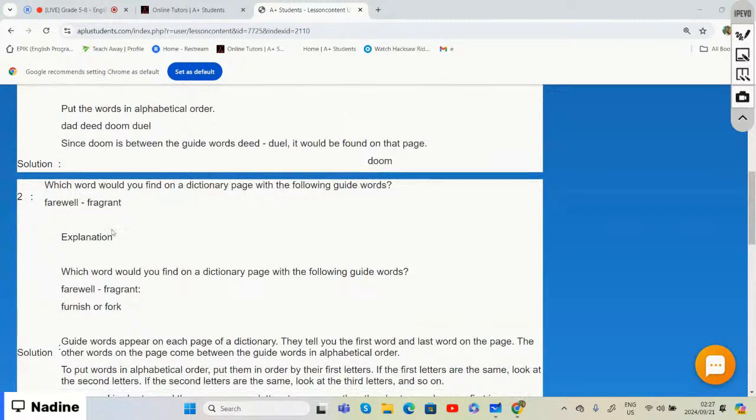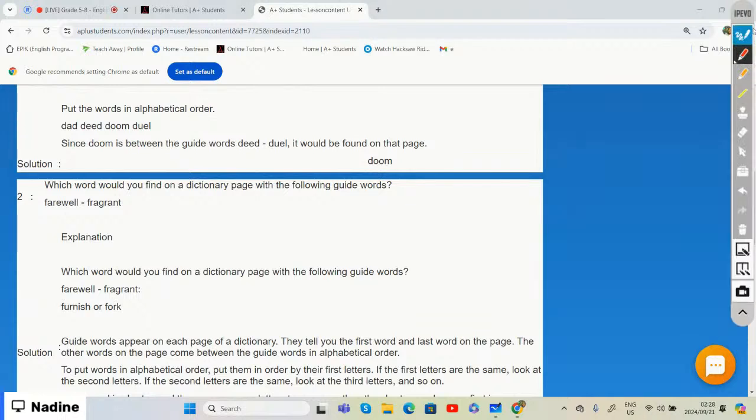Look at these words: farewell and fragment. Farewell and fragment, that is our guide words. You now need to choose a word that you will find on the same page as farewell and fragment. Will you find furnish on that page or will you find fork on that page? Which word will you find between those two words? Which word will you find on the same page as farewell and fragment?